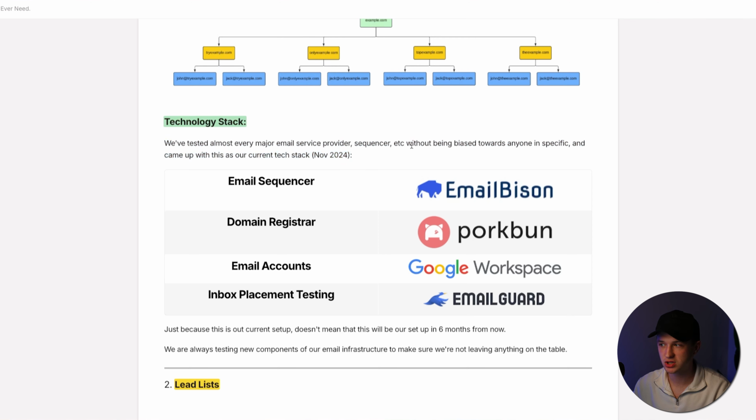And without being biased towards any of them, this is our current tech stack. Now, this says November 2024, but it hasn't changed since then. So the email sequencer is Email Bison.